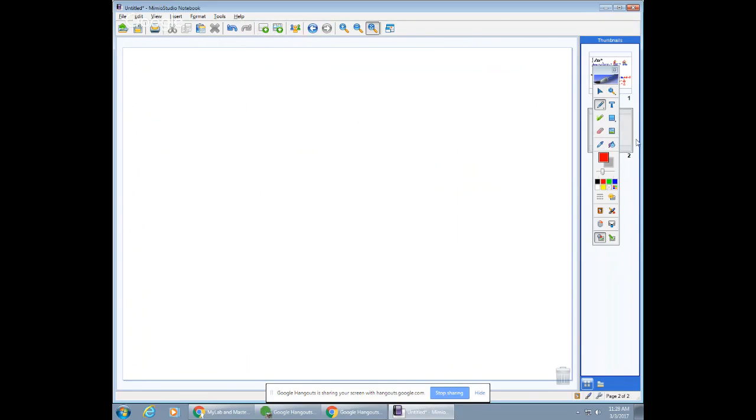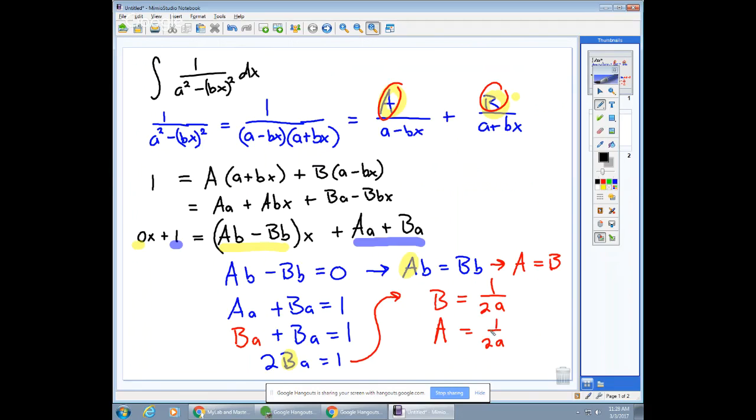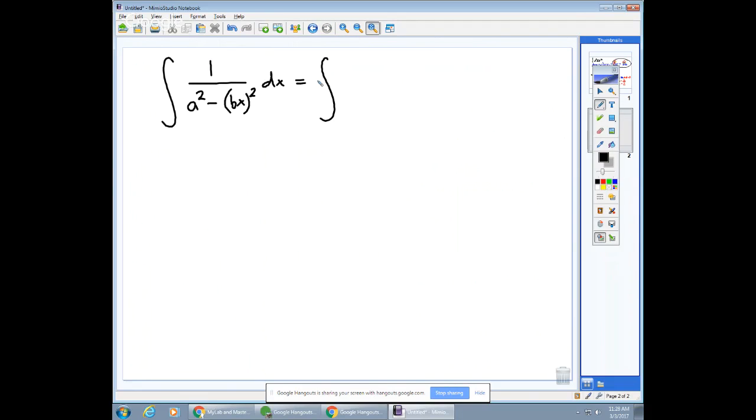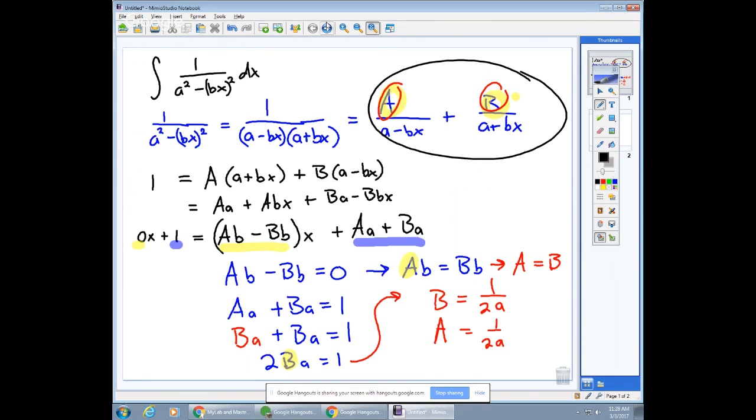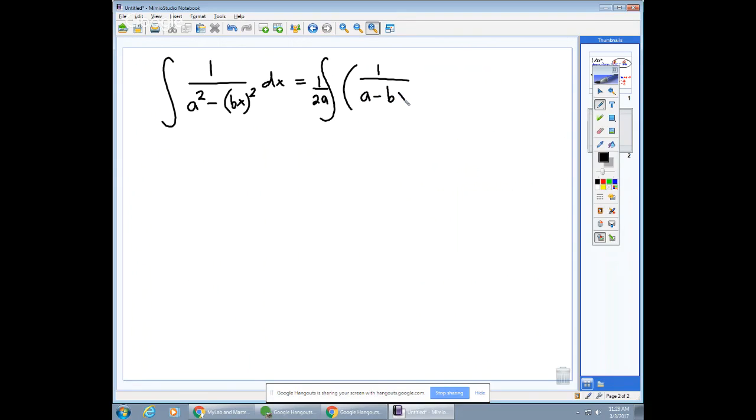New page, switch back to black. I started off with the integral of 1 over a squared minus bx squared dx. And now I have the integral. Now keep in mind, both A and B are 1 over 2a, so I can factor that out of this sum here. So I'm just going to pull that out here, 1 over 2a. And then I have the sum of 1 over, let's see, which one did I put first? The a minus bx plus 1 over a plus bx.